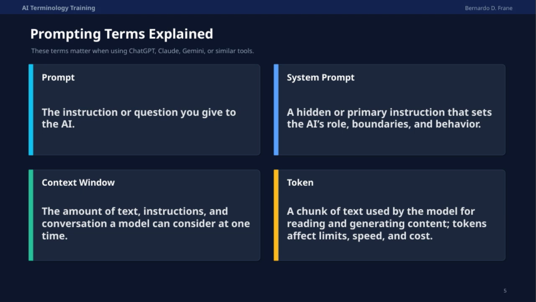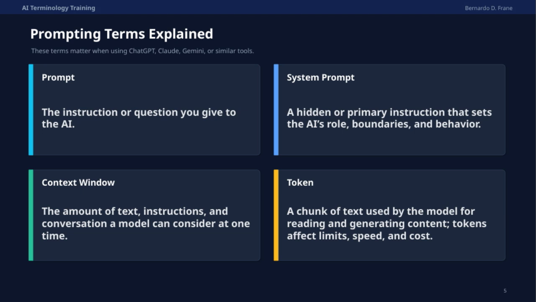Next is the context window. This is essentially the space the AI uses to keep track of everything within a session. It includes the instructions or background information guiding the conversation, often called a hidden or primary instruction. This helps the AI understand its role, boundaries, and how it should behave throughout the interaction.